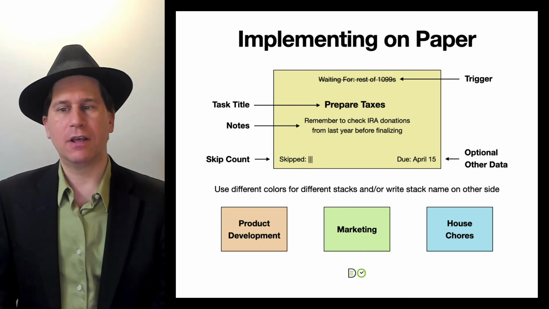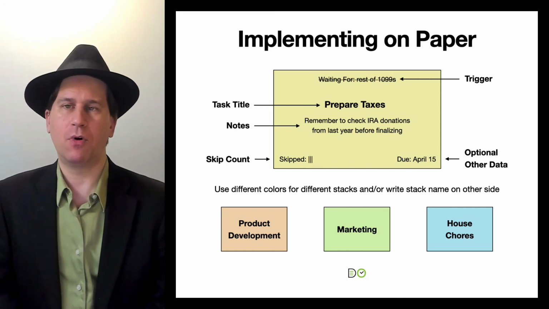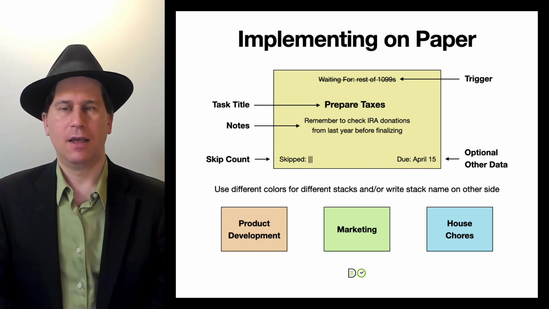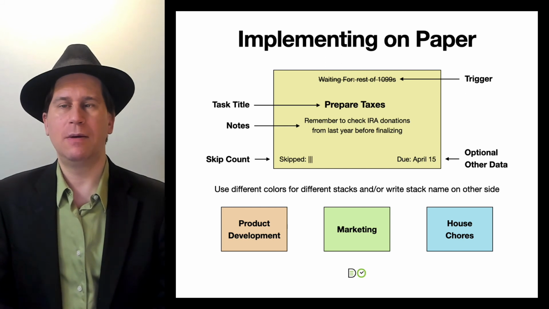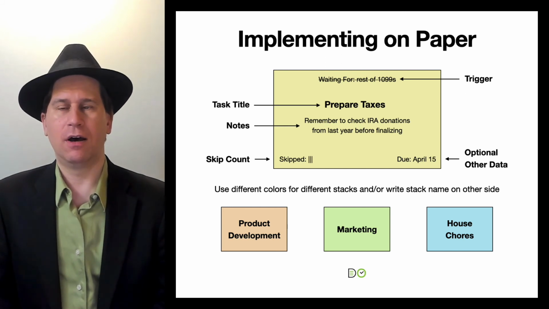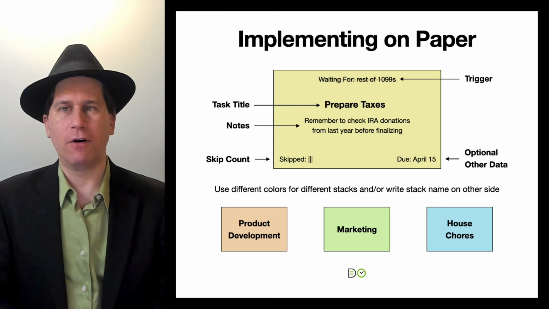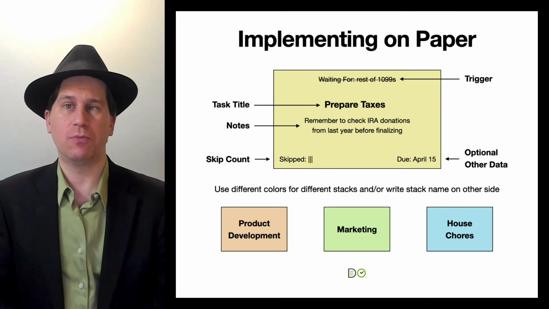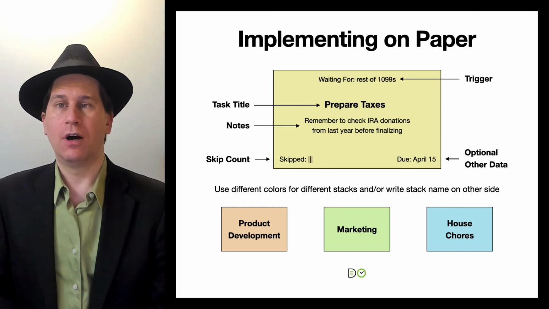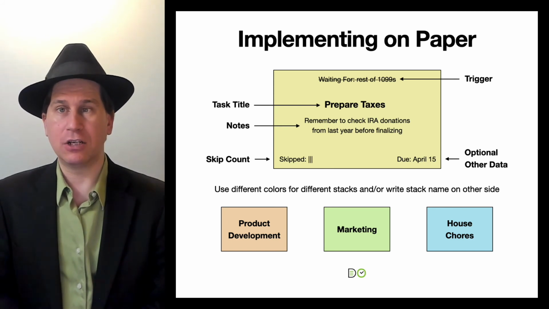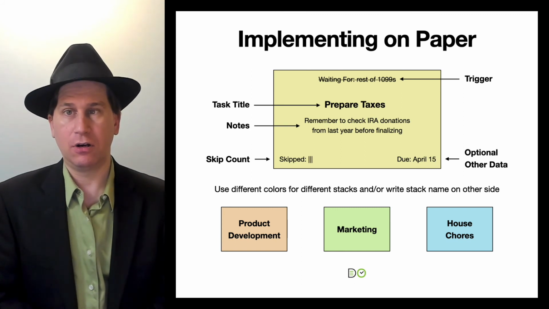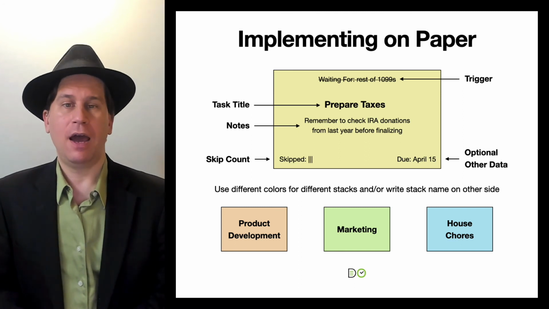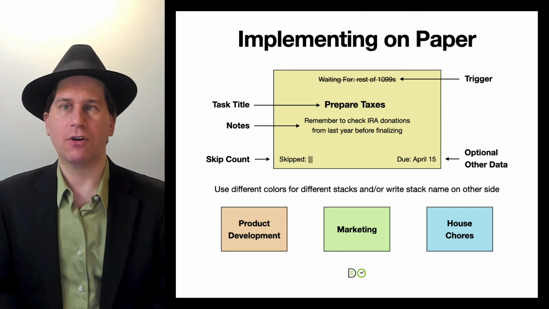You'll see in the lower left, there's the skip count. And that's probably the most important part of the card, right? Every time you skip, you need to make a mark. This is what helps you keep track of how often you're skipping and how well aligned that task stack is to your actual priorities. Are your priorities aligning with what you're saying your priorities are? Are your actions aligning with what you say you want to do? And then you can put other optional data on the card as well.